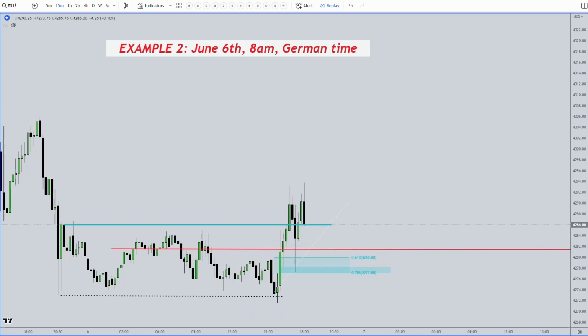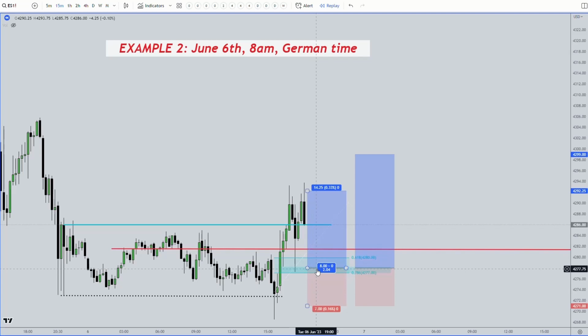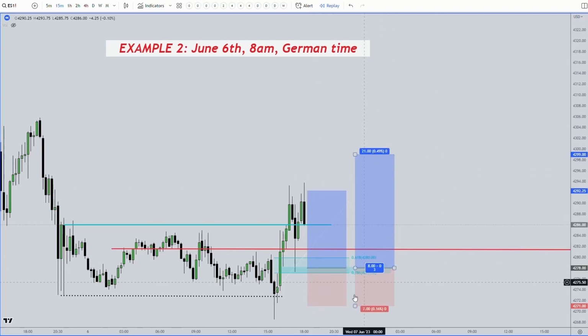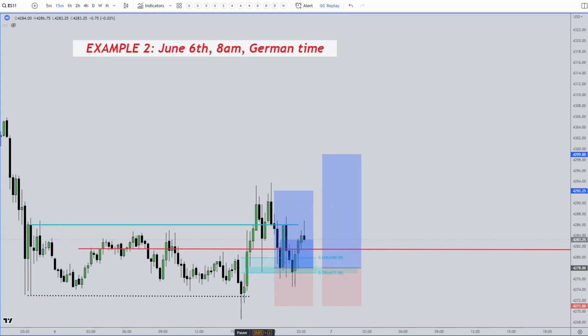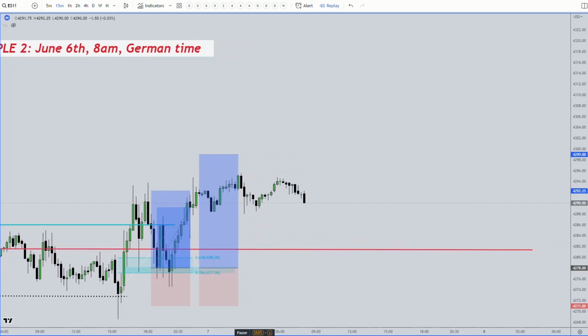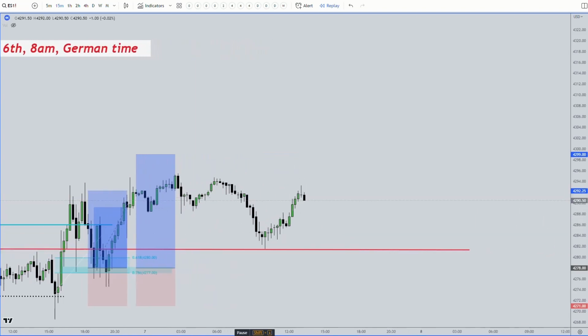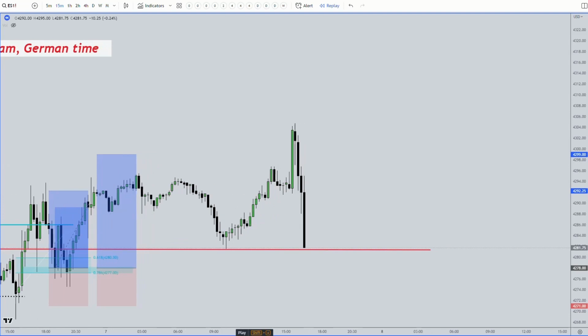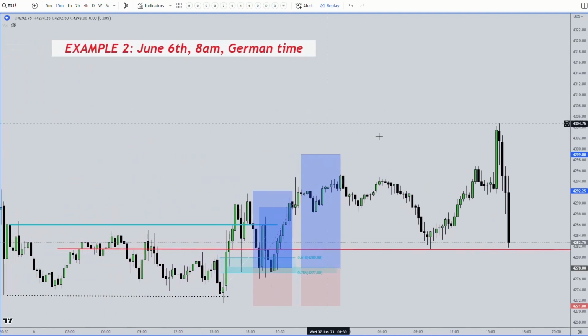Meaning for you, set your trades and forget. First take profit 2-1, second take profit 3-1. Let's play the chart and see what the price gave us. It took some time, but eventually made it up to our targets.